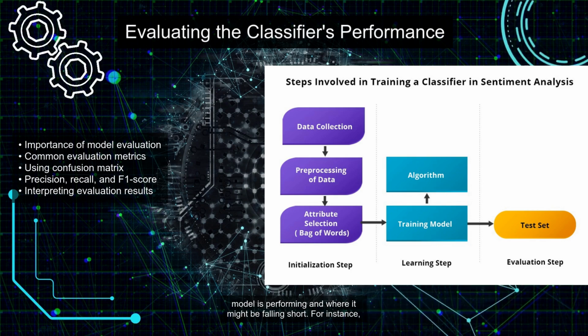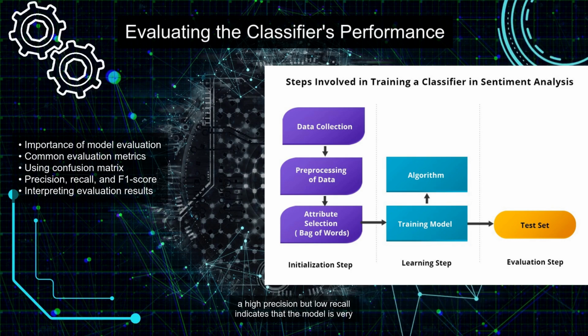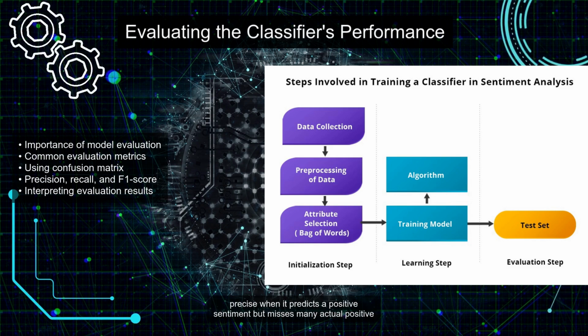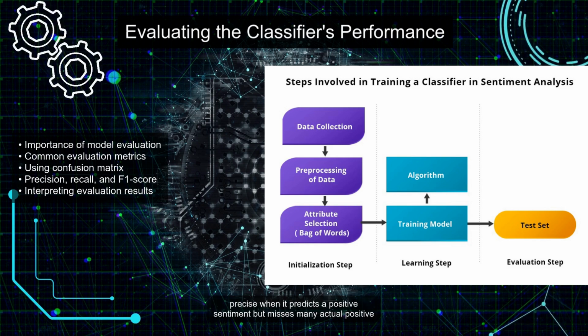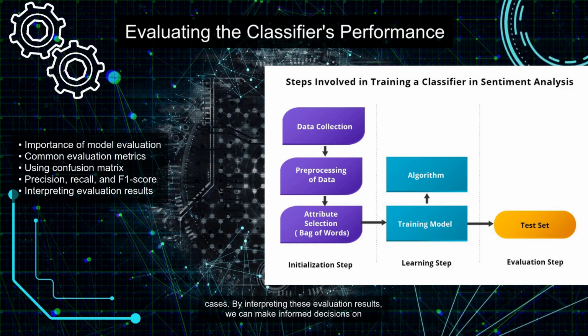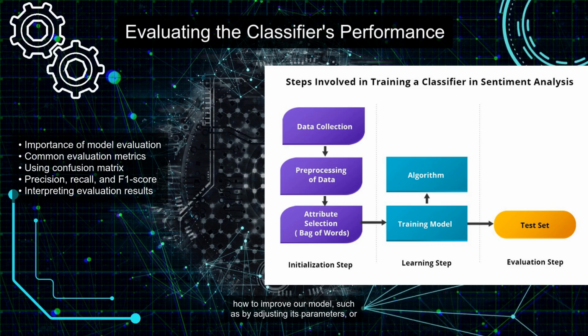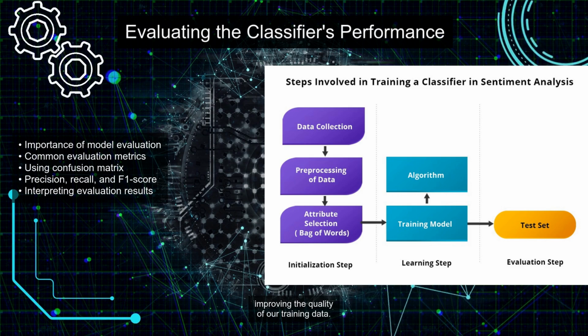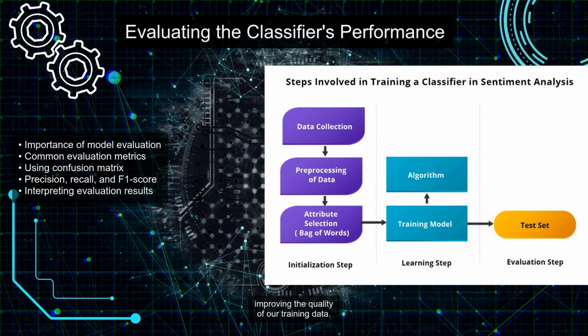These metrics help us understand how well our model is performing and where it might be falling short. For instance, a high precision but low recall indicates that the model is very precise when it predicts a positive sentiment but misses many actual positive cases. By interpreting these evaluation results, we can make informed decisions on how to improve our model, such as by adjusting its parameters, or improving the quality of our training data.